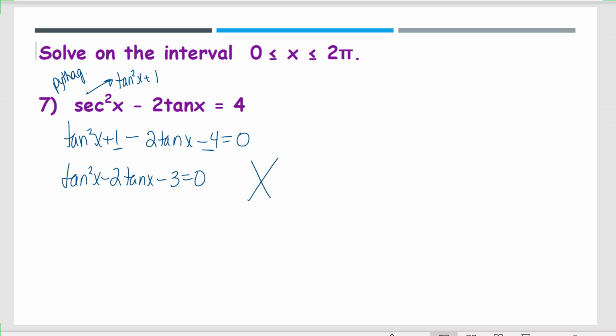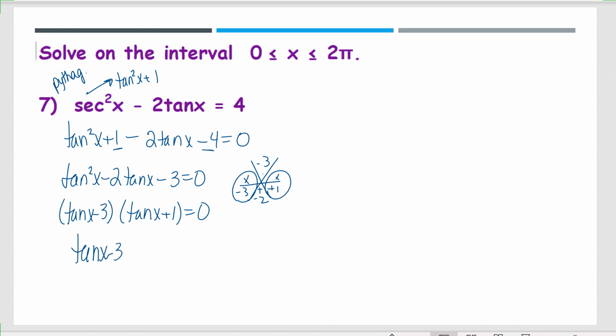Okay, and yep, we're back to factoring. What multiplies to negative 3 and adds to negative 2? That's got to be a negative 3 and a positive 1. So those factors would become tangent of x minus 3 and tangent of x plus 1, all equal to 0. And yes, we are going to set those factors individually equal to 0 and solve.